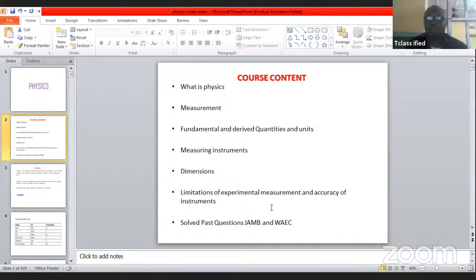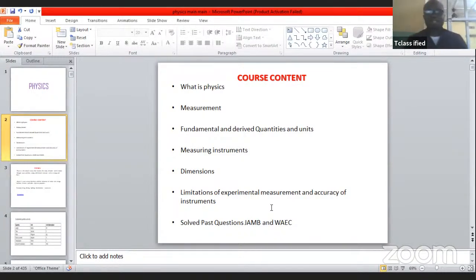So today we're going to be starting with physics. And the way we are going to do physics today, that's how we're going to be working on other subjects. After physics, now we're going to be looking at government. So I prepared for you a very, very rich content that is direct and straight to the point, exactly what you need for you to pass your JAMB and your WAEC and NECO.